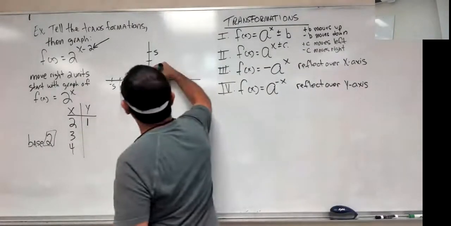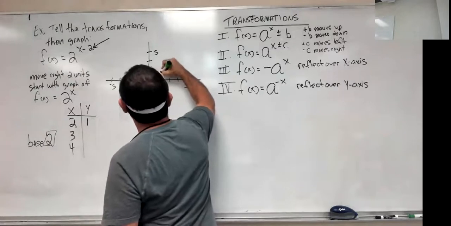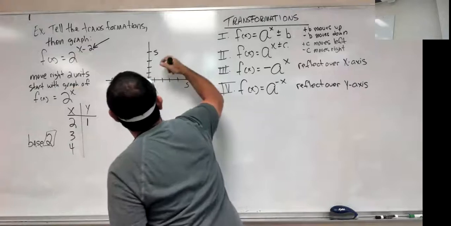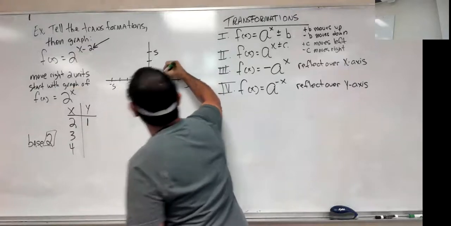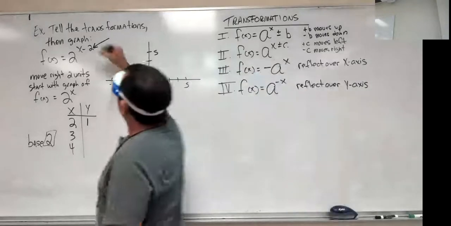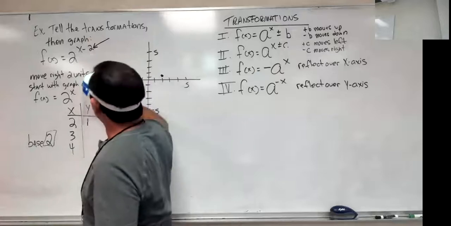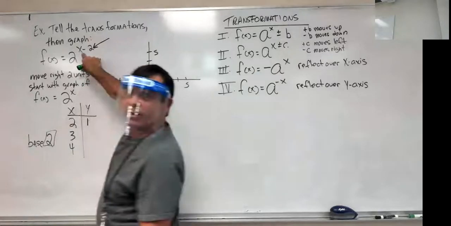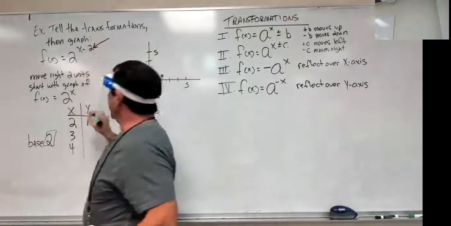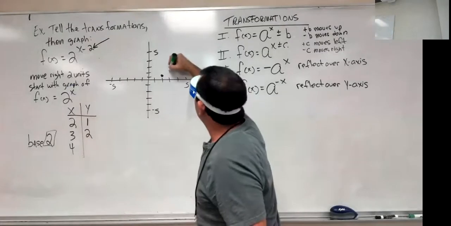So over here at 2, whoops, at 2 I'm at 1, right? I put that on 1. So at 2 I'm at 1 because 2 minus 2 is 0. 2 to the 0 is 1. If I put a 3 in here, 3 minus 2 is 1. 2 to the first power is 2. So now with 3, I would be at 2.